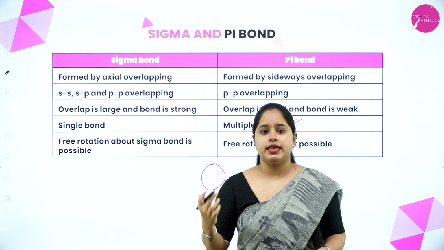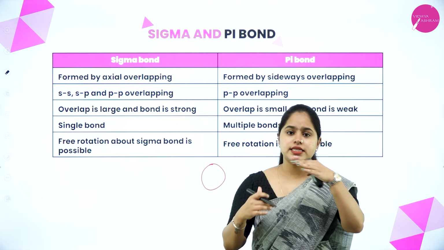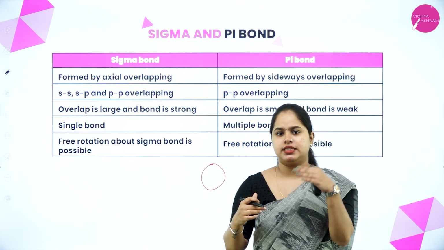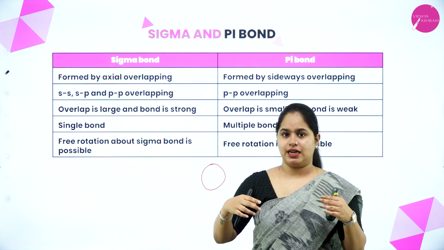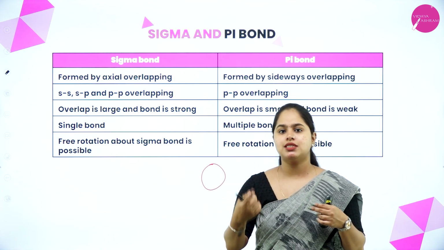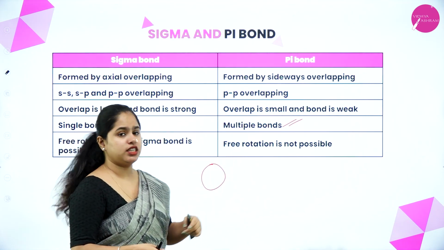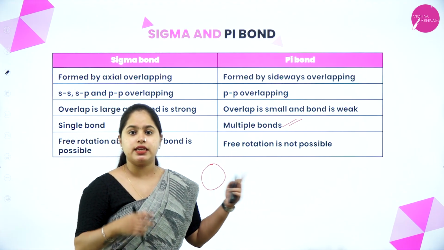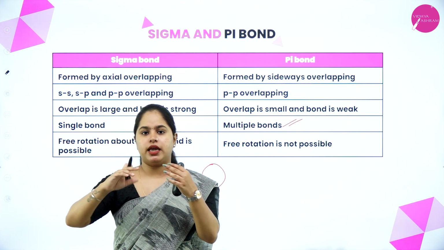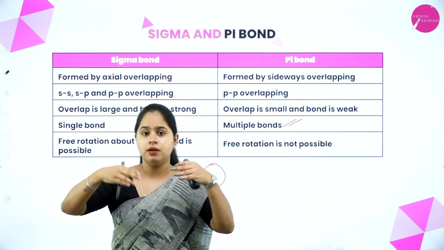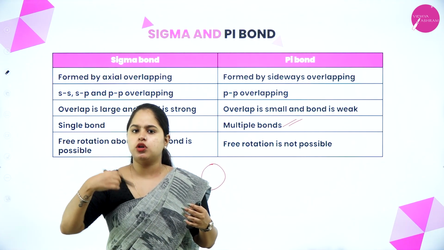Now what is this? As you can see, a sigma bond means it is a single bond, right? So around the internuclear axis, the rotation is easily possible. But in the case of pi bond, free rotation is not possible. You know that multiple bonds are present there, which means the atoms bonded through these multiple bonds will not be able to rotate freely.